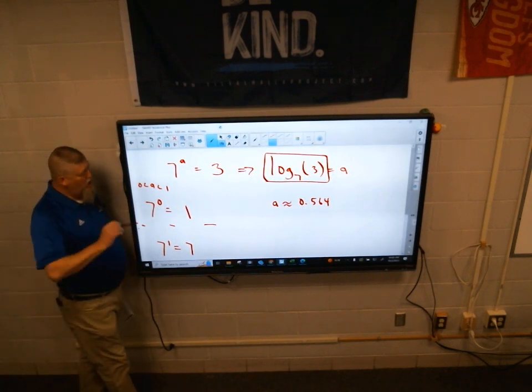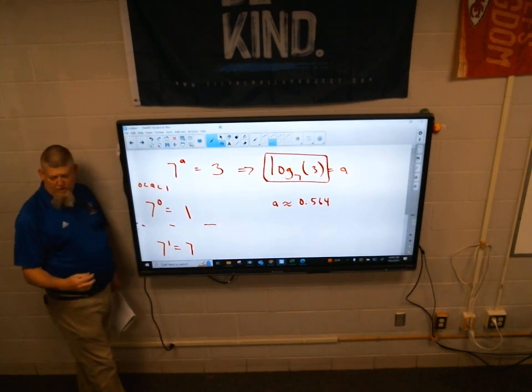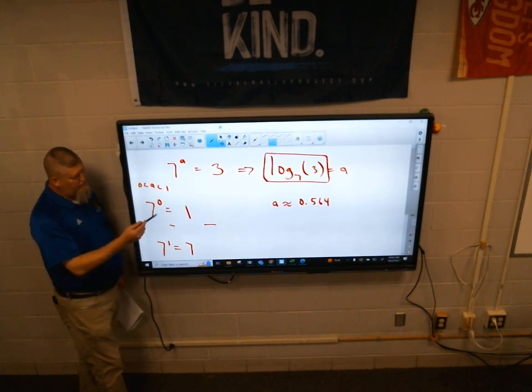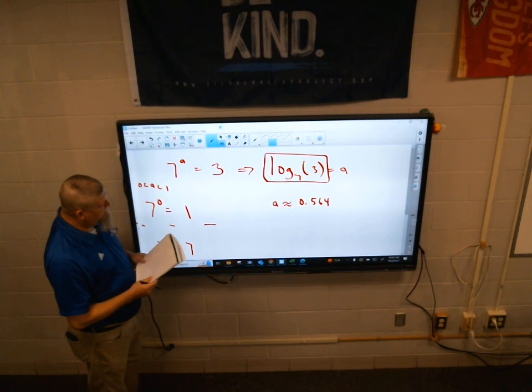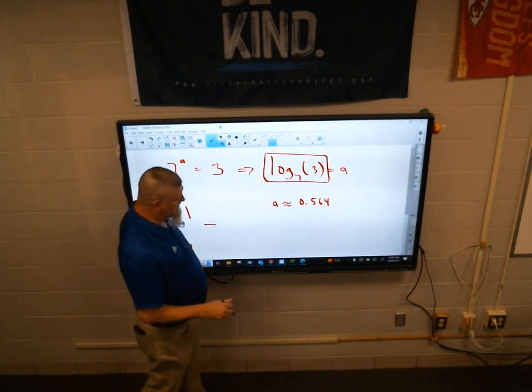So, ladies and gentlemen, one use of logarithms is if I don't know what that a is. If I don't know the value of that, I can switch into logarithmic form and it will tell me what the exponent will be. Okay, we good with that?